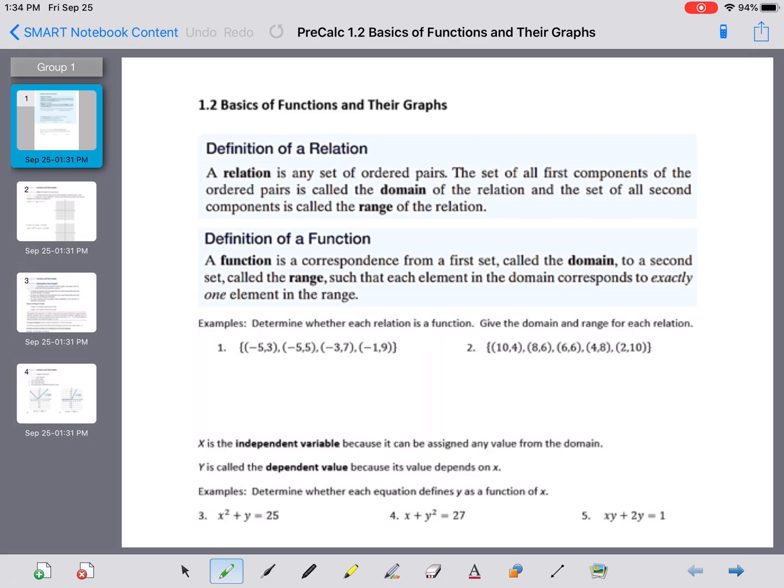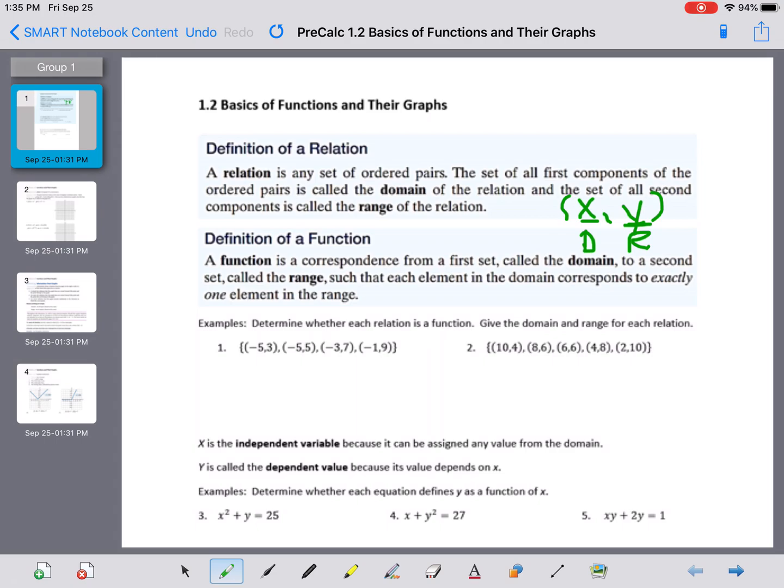For us, when we usually talk about this, this is the x and this is the y. So usually the x values are the domain and the y values are the range. Obviously, we could have different variables, but that's what we're used to on the coordinate plane. So a function is a correspondence from a first set called the domain to the second set called the range, so that any element in the domain goes to exactly one element in the range. You cannot have an x value that goes to two different y values, or that won't make a function.